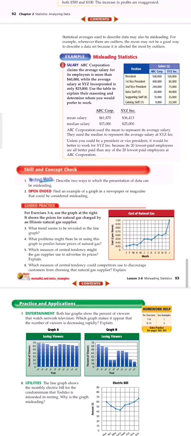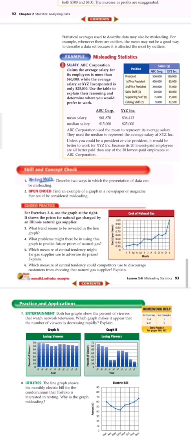5. Which measure of central tendency would the gas supplier use to its advantage in describing its price? Explain. 6. Which measure of central tendency should a competitor use to discourage customers from using that natural gas supplier? Explain.